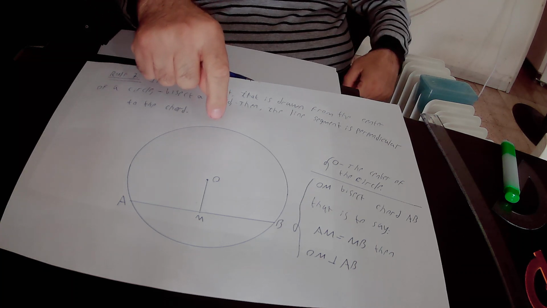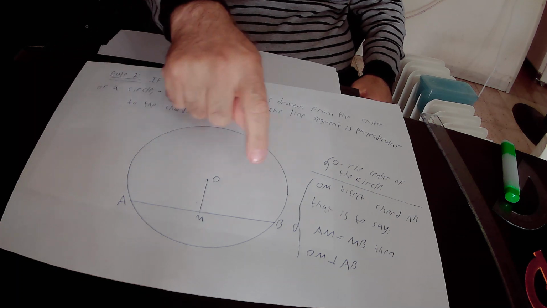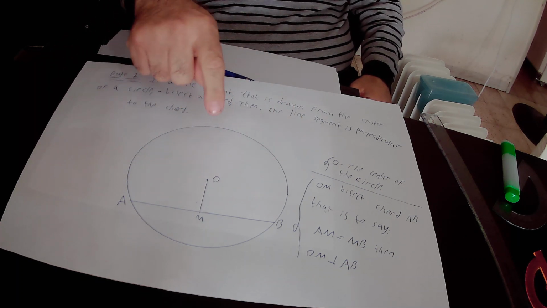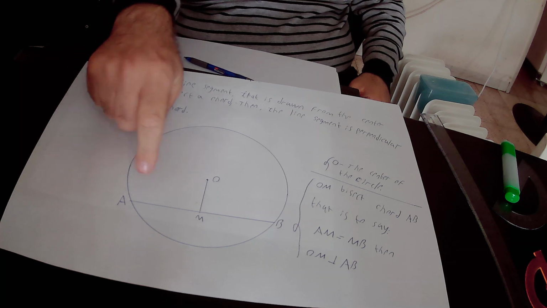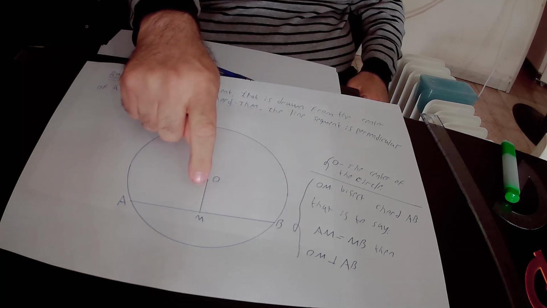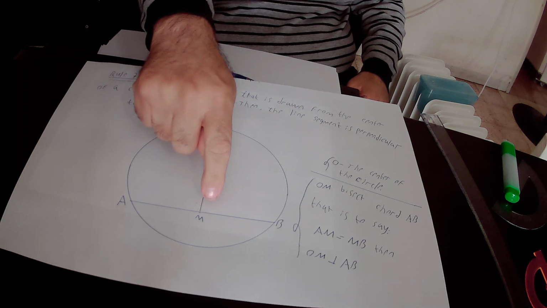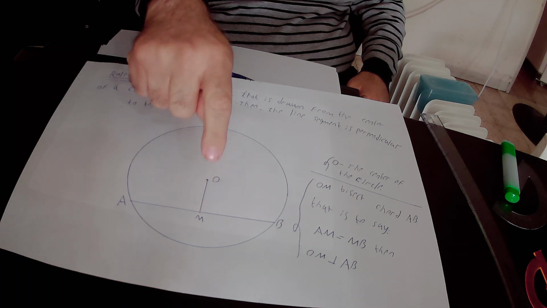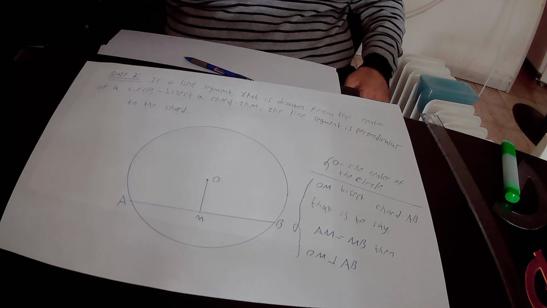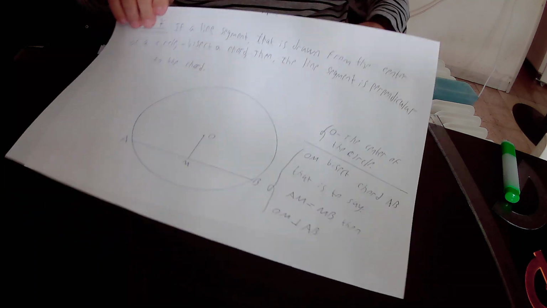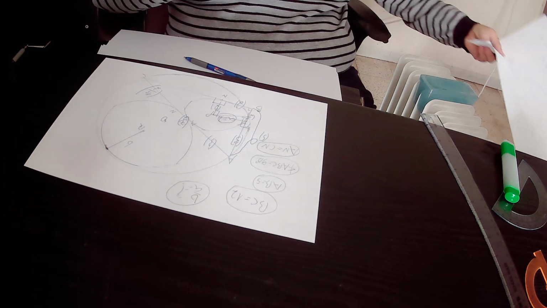Here, because OM bisects chord AB, that is to say AM equals MB, therefore OM will also be perpendicular to AB. That is to say, this angle will be equal to 90 degrees, and this angle will be equal to 90 degrees according to rule number 7. So we can actually implement rule number 7 in our drawing.